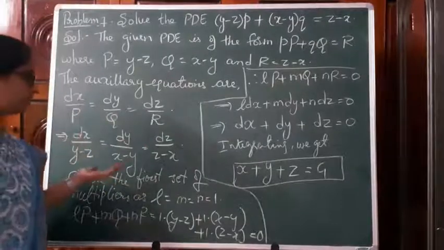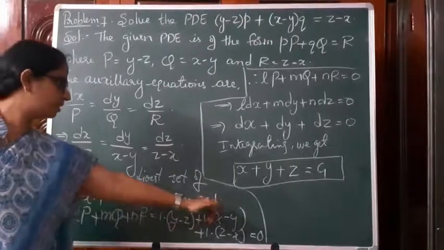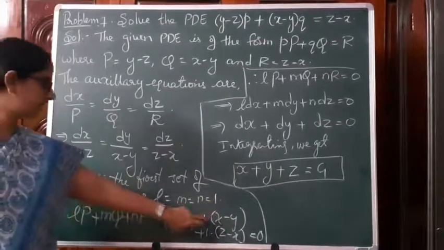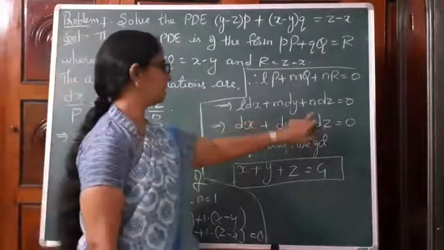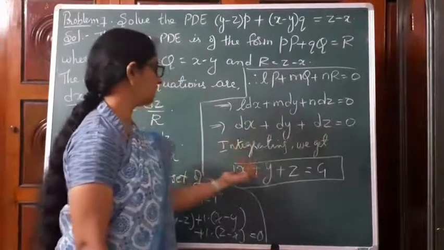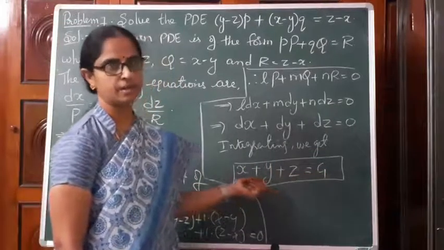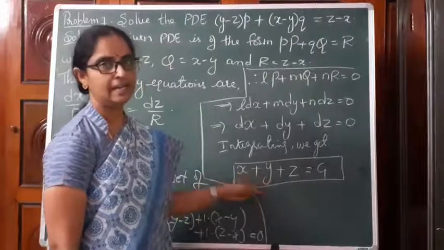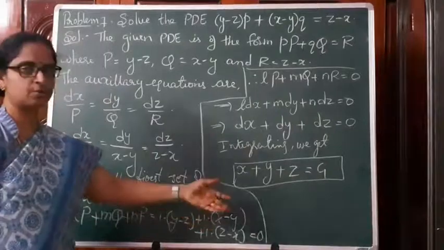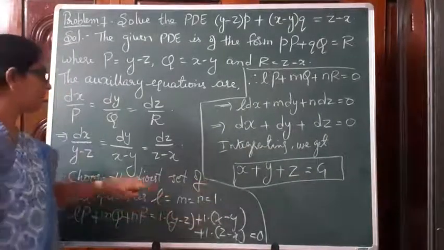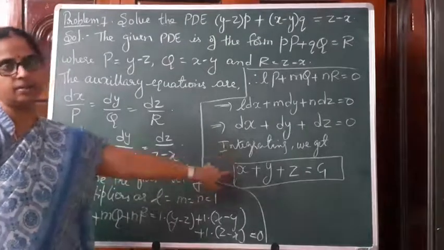So try for the second set of multipliers. You may think that we can take l equal to m equal to n equal to 2. So that again 2 into (y minus z) plus 2 into (x minus y) plus 2 into (z minus x) is again 0. So we get 2 dx plus 2 dy plus 2 dz is equal to 0, and integrating we get 2x plus 2y plus 2z is equal to c1, which is again the same solution. So the obtained solutions are not independent. We need two independent solutions. So you cannot take l equal to m equal to n equal to 2 or any other constant. We have to try for a new set of multipliers from which we get an independent solution.